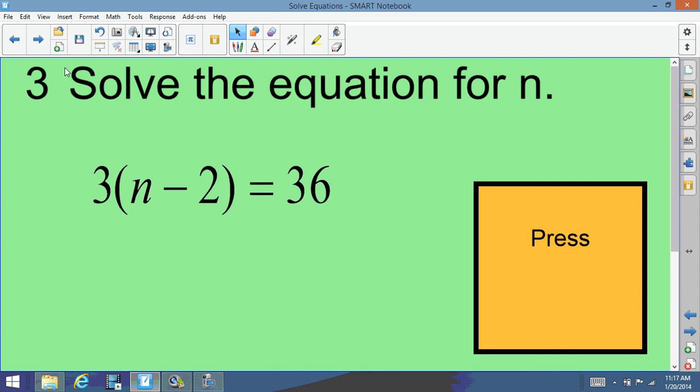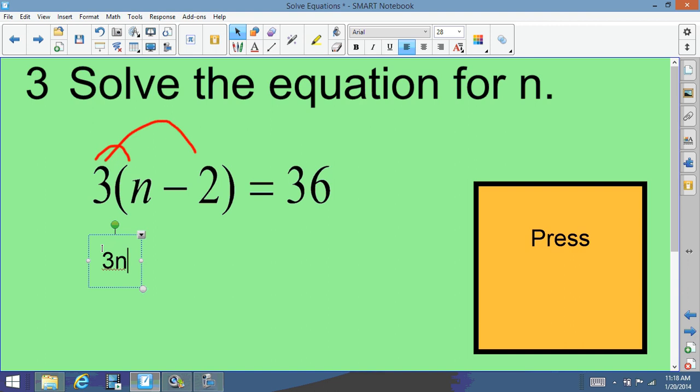All right, here's a problem. Solve the equation for n. 3 times n minus 2 equals 36. So we have to do our distributive property. First thing I notice, we have to multiply 3 times the n, and then 3 times the minus 2. So 3 times n will give us 3n. 3 times minus 2 will give us minus 6.